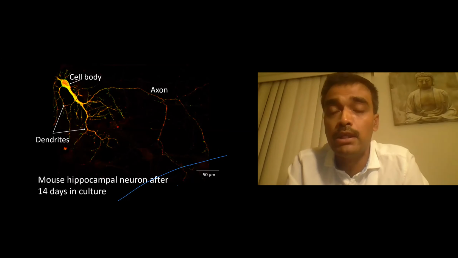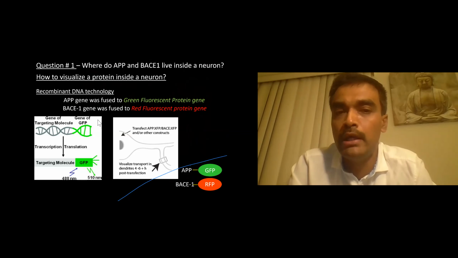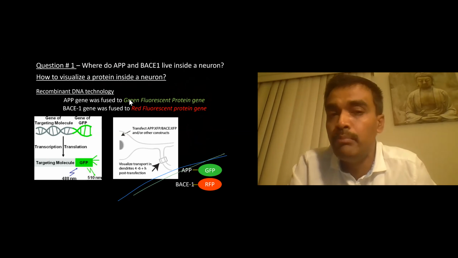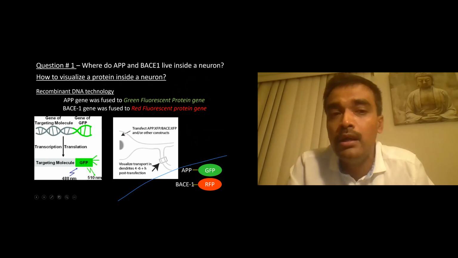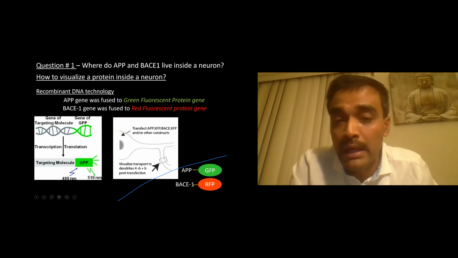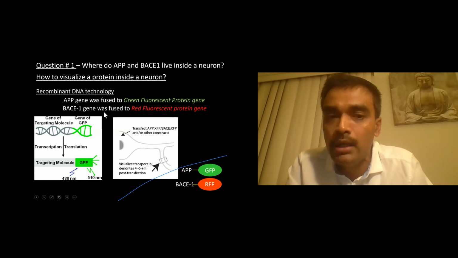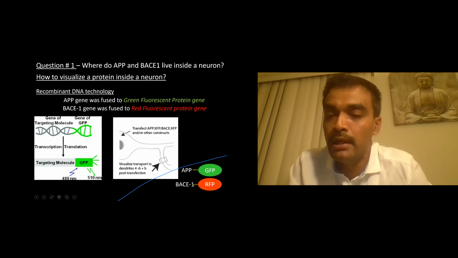To do that, we used normal, regular recombinant DNA technology. You all know these technologies; your teachers have taught about it. Basically, we took out the APP gene and fused it to a green fluorescent protein to give it a green color. We took out the BACE gene and fused it to a red fluorescent protein that gives it a red color. And basically, you just put them inside the neuron, and eventually you will have APP as a green dot, BACE as a red dot. So basically, you can see them.